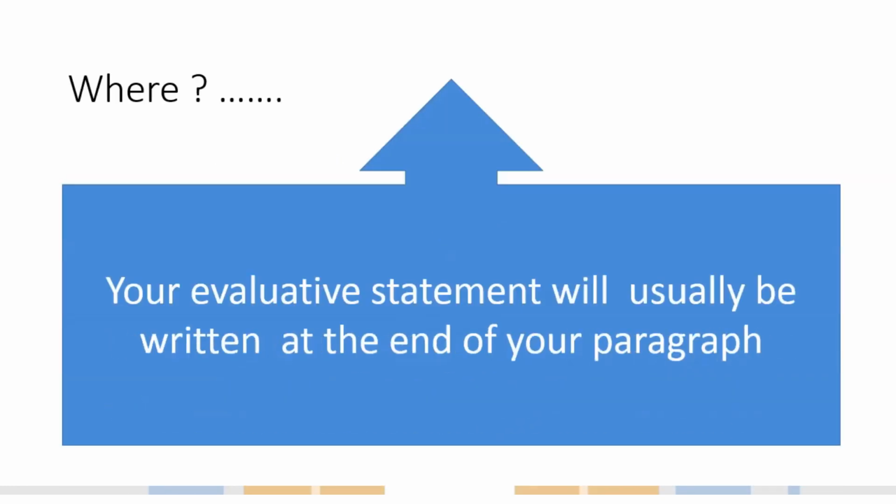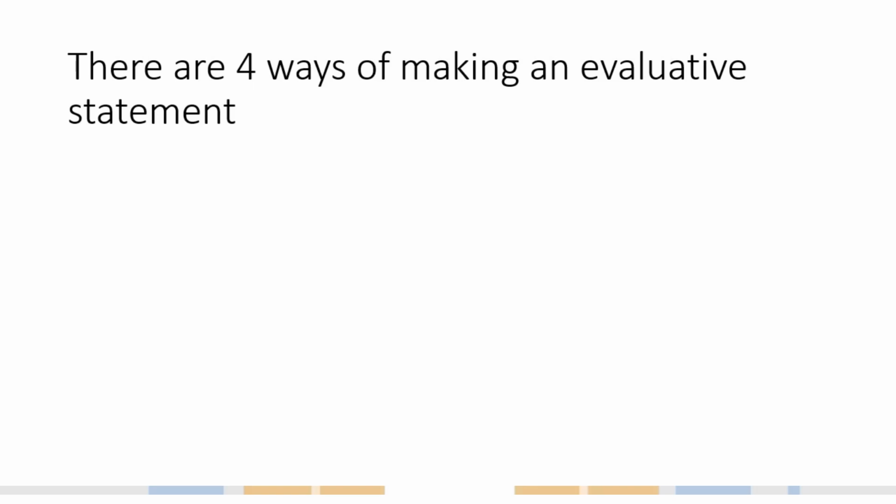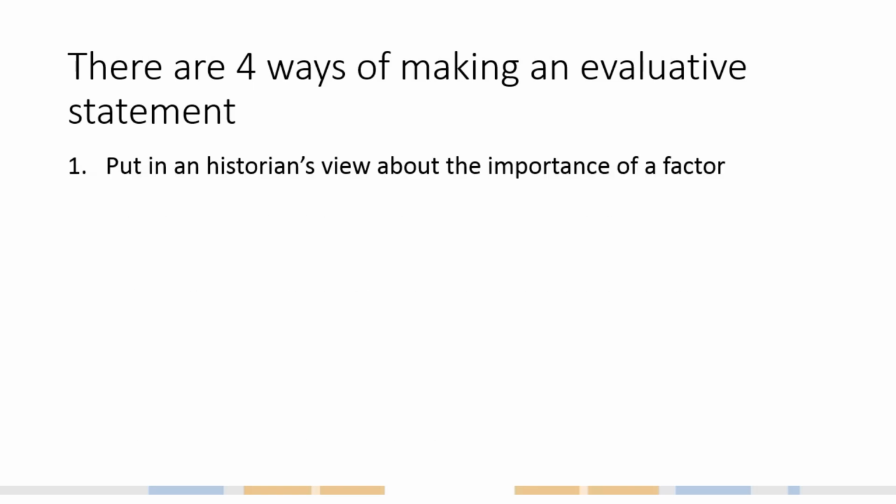So where does your evaluation statement come? At the end of the paragraph. And what we're going to be looking at are the 4 ways in which you can make an evaluative statement. Now, according to the SQA, what they do is they give you examples, and the first one that they've given us is that you can get an evaluative statement by using a historian's view about the importance of the factor.